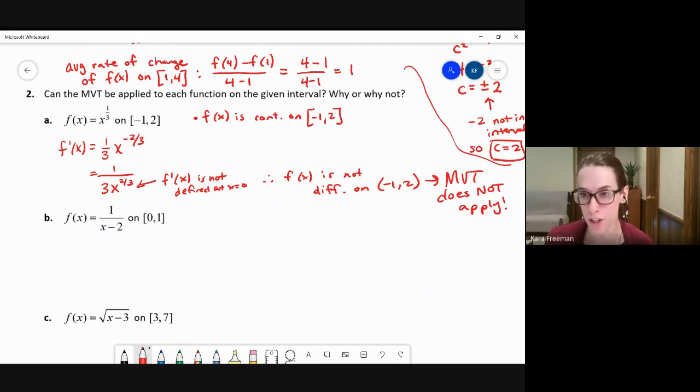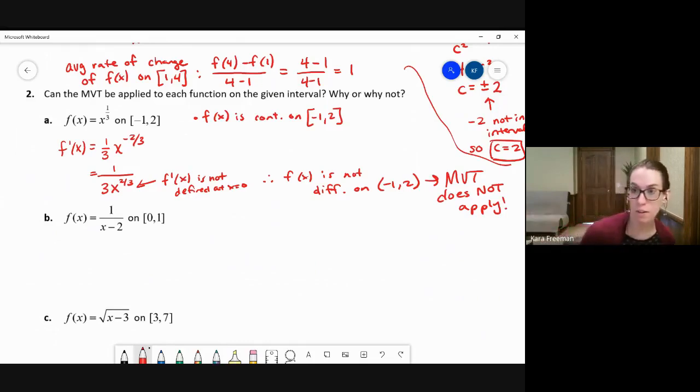Now, if I changed this to the interval +1 to 2, would that work? Yeah. But because the 0 is the problem, and that's in our interval, it cannot apply to this interval. Could there still be a value that the slope of the tangent line equals the slope of the secant line? Could that still happen? Yes, but it is not guaranteed. Okay. Questions before we go to B?